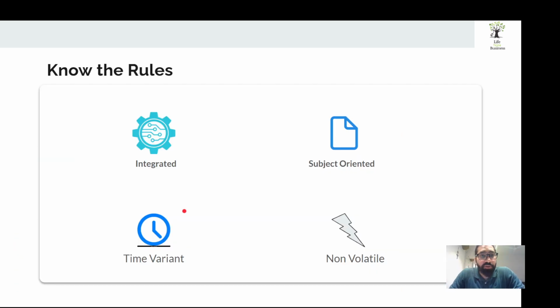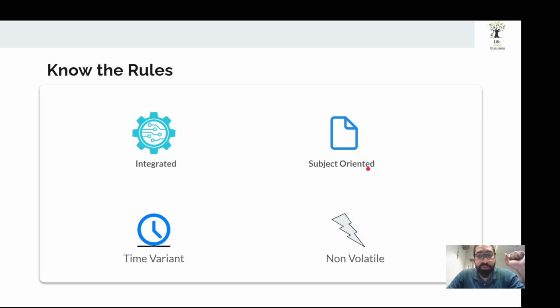Then we'll focus on knowing the rules of a data warehouse. These are the basic characteristics of any data warehouse building. First is integrated. Why is a data warehouse integrated? Because it needs to integrate with different source systems, multiple, heterogeneous source systems, and then bring the data together at one consolidated place. That's how the data warehouse has to be integrated.